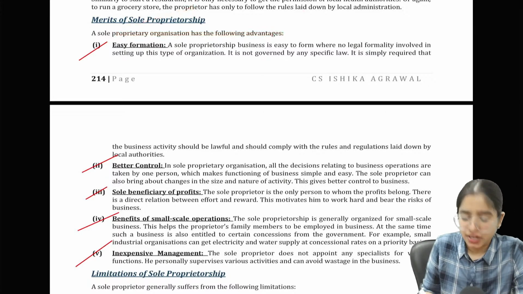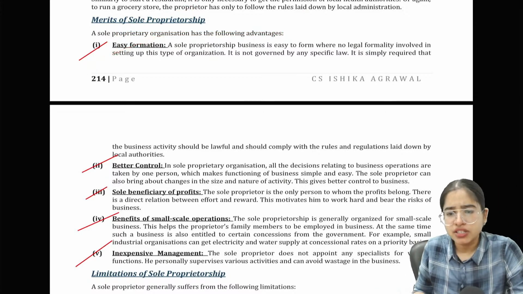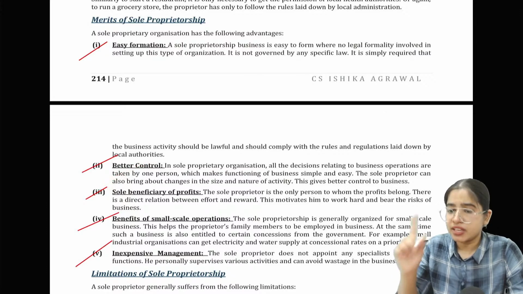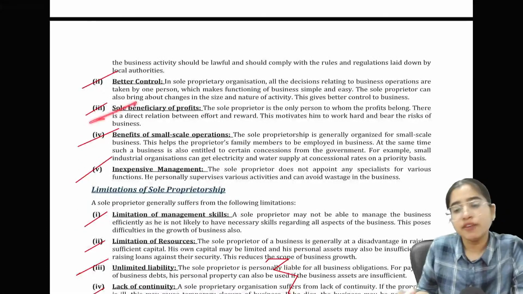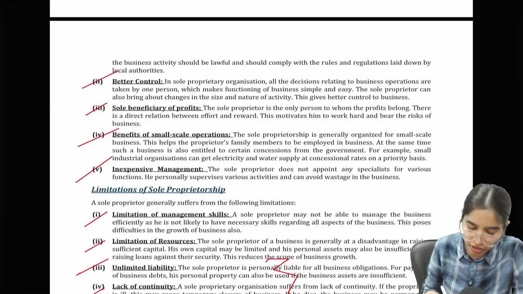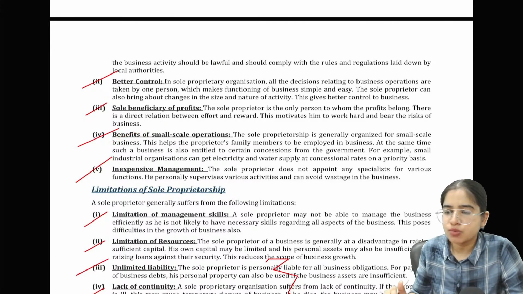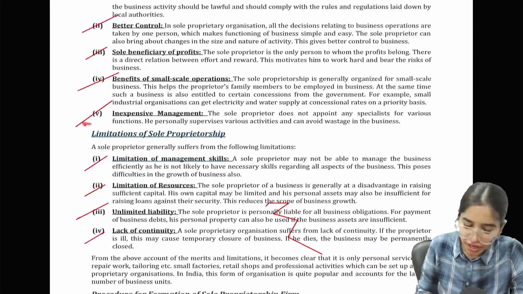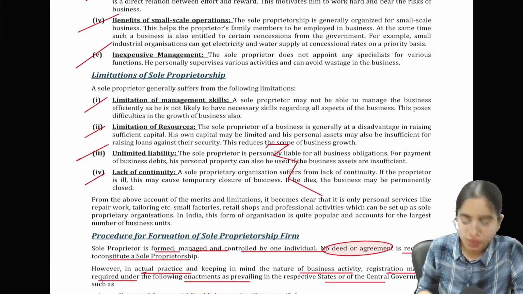Merits. Number 1, easy formation. No registration required. Better control because there is a single owner. Sole beneficiary of profit. All the profits in one pocket. Benefit of small scale, there is a small scale operation, so there will be benefit. Inexpensive management, not much cost involved.